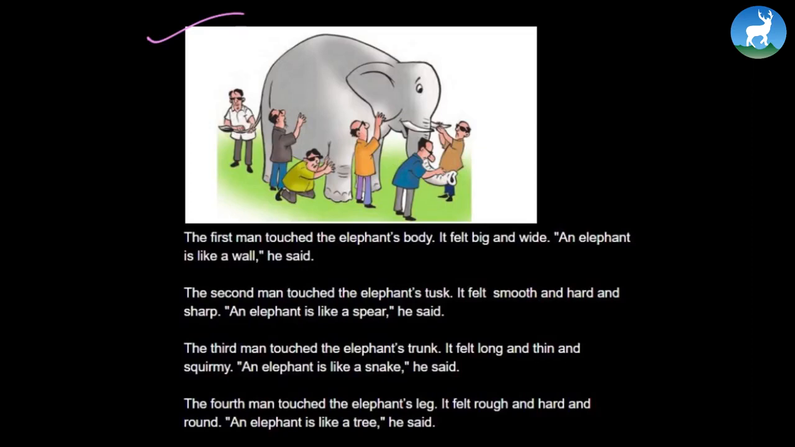Okay, the first man touched the elephant's body. It felt big and wide. "An elephant is like a wall," he said. The second man touched the elephant's tusk. It felt smooth and hard and sharp. "An elephant is like a spear," he said. The third man touched the elephant's trunk. It felt long and thin and squirmy. "An elephant is like a snake," he said. A fourth man touched the elephant's leg. It felt rough and hard and round. "An elephant is like a tree," he said.